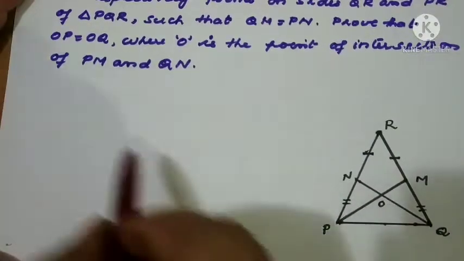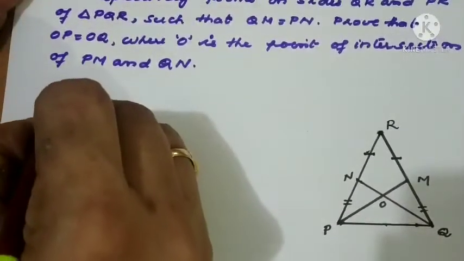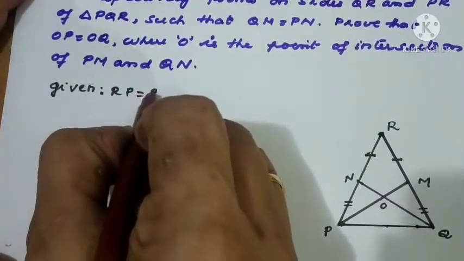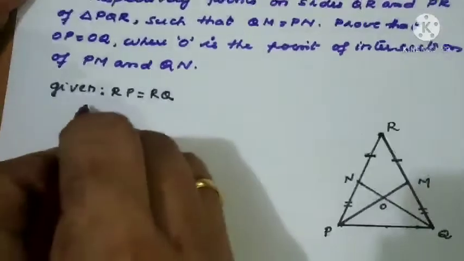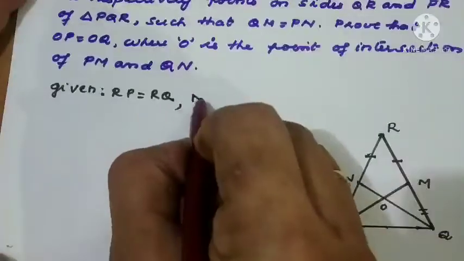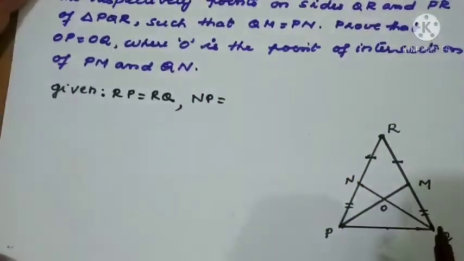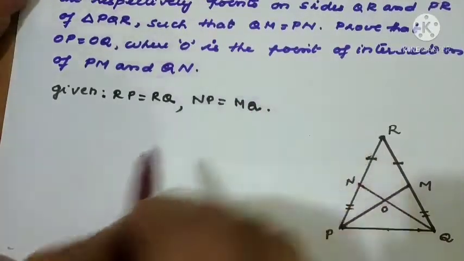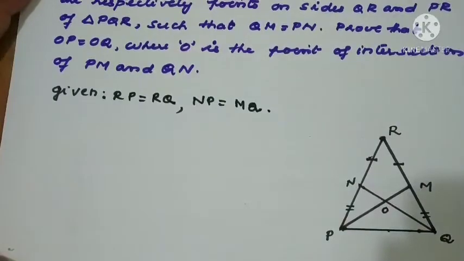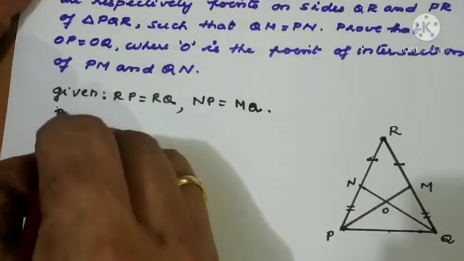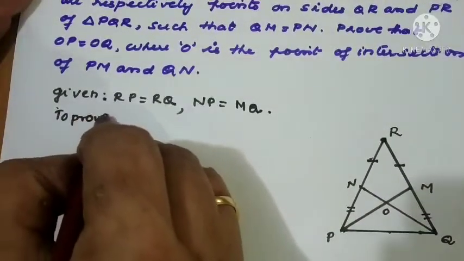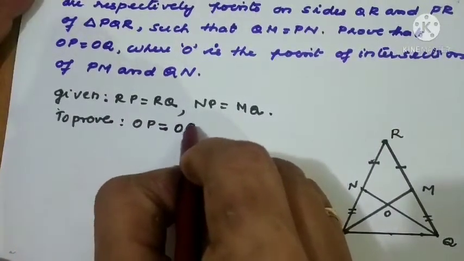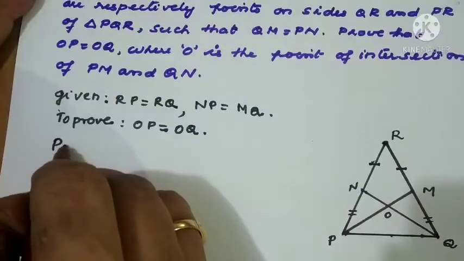Now what is given in the question? RP equals RQ. Also NP equals MQ. To prove: OP equals OQ. Now, the proof.